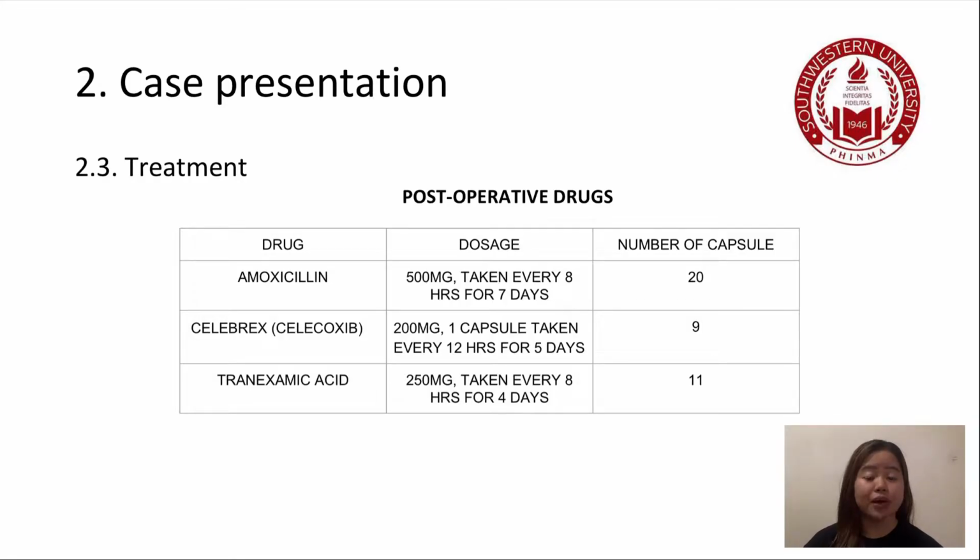Post-operative medications were then prescribed after the treatment. 20 capsules of amoxicillin 500 mg taken every 8 hours for 7 days, 9 capsules of LEGUIZ 200 mg, 1 capsule taken every 12 hours for 5 days, and 11 capsules of tranexamic acid 250 mg taken every 8 hours for 4 days to control the post-op bleeding.